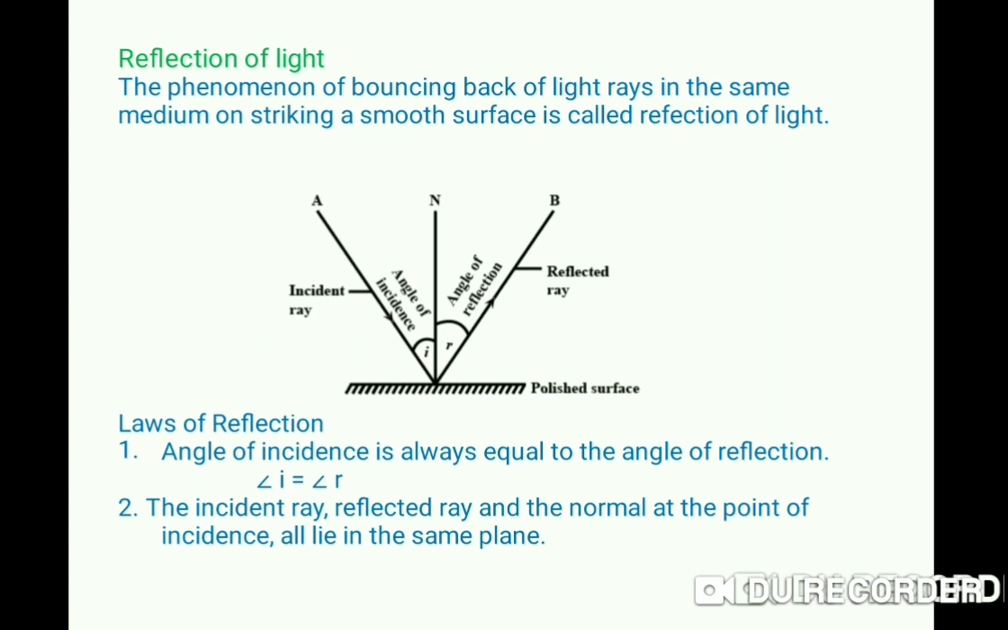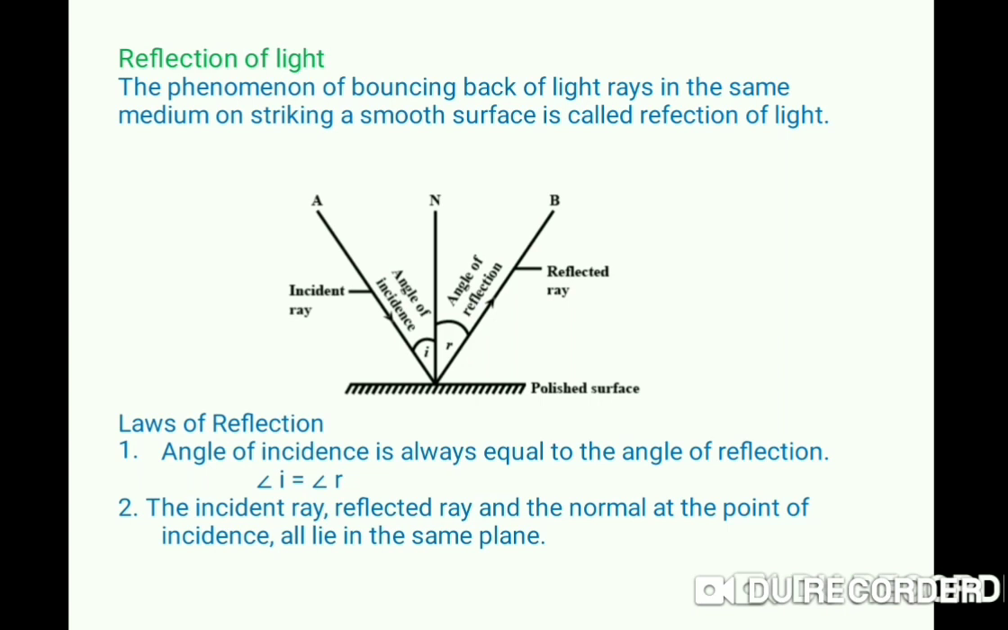Reflection of light. Reflection of light is what? In a simple manner, we can say that the bouncing back of light is said to be reflection of light. The phenomenon of bouncing back of light rays in the same medium on striking a smooth surface is called reflection of light.